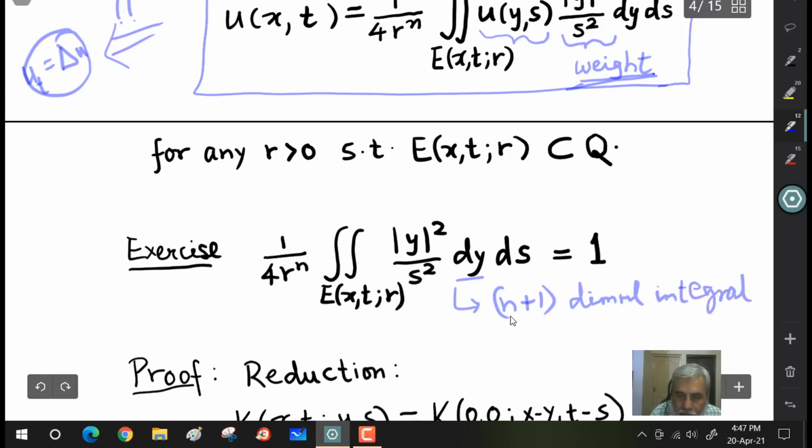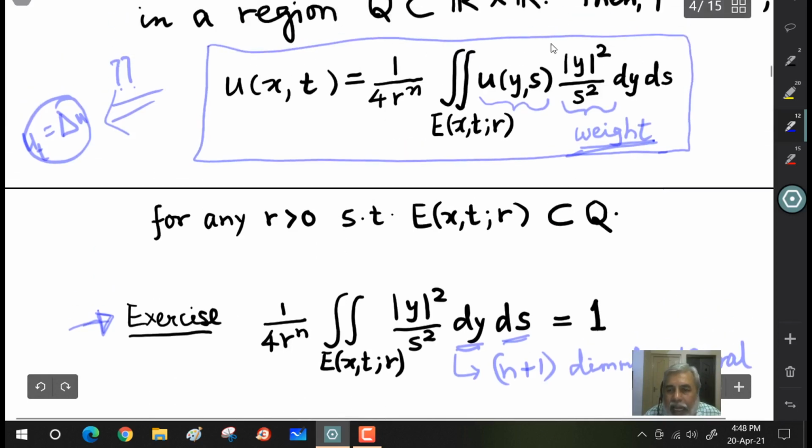Okay, so y is in R^n, one integral is in n dimensions and another one is in one dimension. If you integrate this weight function, namely |y|^2 by s^2, over this heat ball and then divide by 4, over R^n, this is equal to 1. So this is a good exercise in computation of some integrals. That means we are indeed taking the average of u(y, s), the function u, over this heat ball.